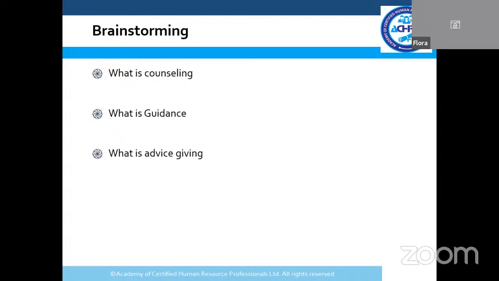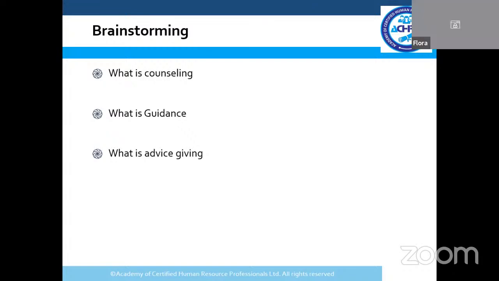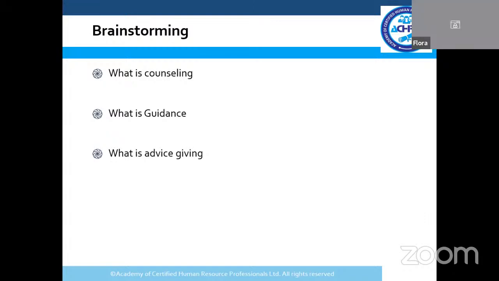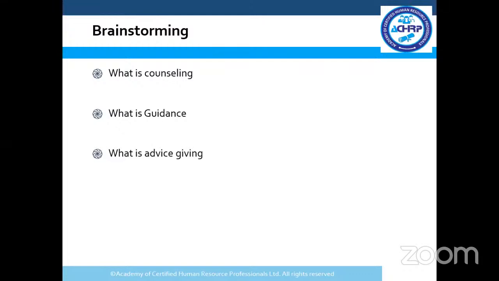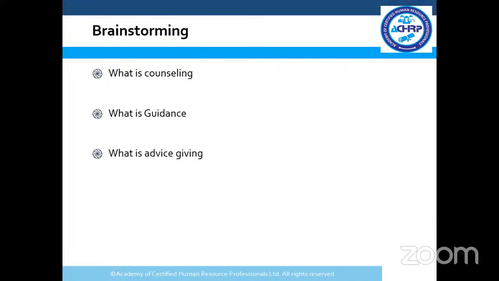Anyone else? Because someone will ask you, what is the difference between guidance and counseling? What is this guidance? What is this counseling? Yes, Rose. I think guidance is a way of directing or advising someone who needs your guidance. Rose, you are using the same word to define the same word. We don't explain using the same word, but thank you so much.